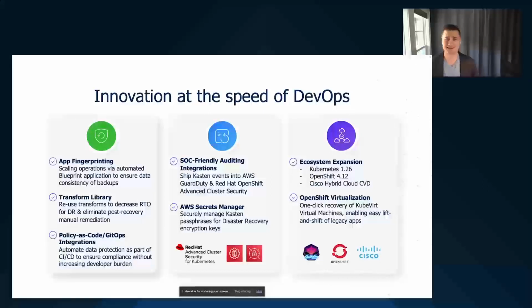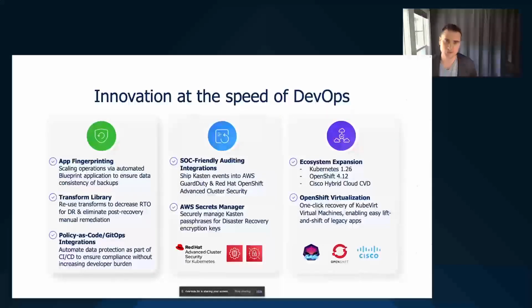Secrets manager, as you said, end-to-end encryption. Built into the product, we have end-to-end encryption, but if you want to use your own keys, certainly supported. Like I said, HashiCorp Vault, AWS Secrets Manager as well, to make sure that we are using your secret as needed. Ecosystem expansion, like I said, we do releases every 2 weeks.